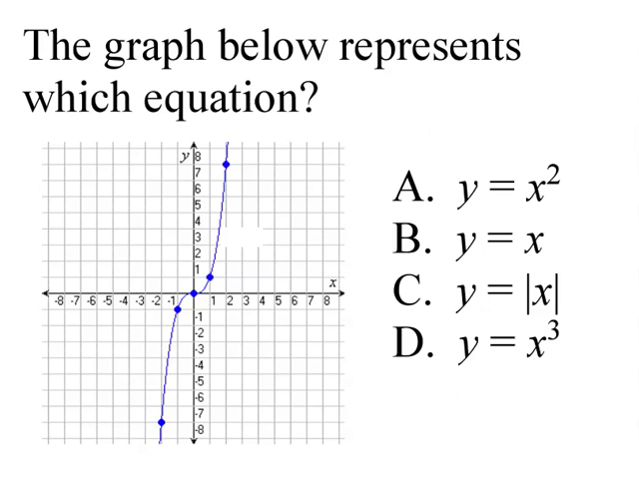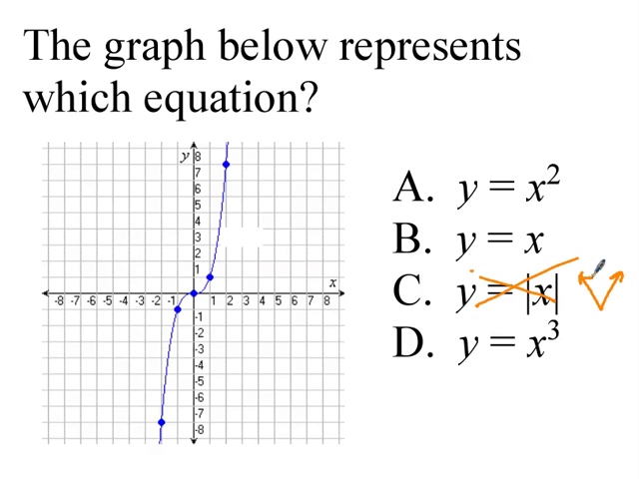So, alrighty. The graph below represents which equation? Okay, now this is the thing come test time. Okay, you've got multiple choice. Let's eliminate. Which one isn't it? C. It's not C. Why? What does C look like? Absolute value is a smiling V. So remember, absolute value is a V, so it can't be that.